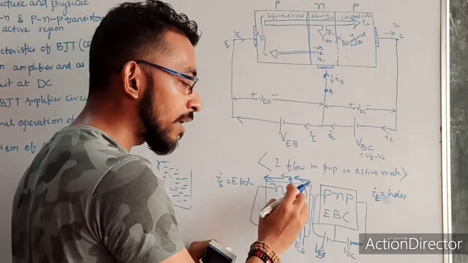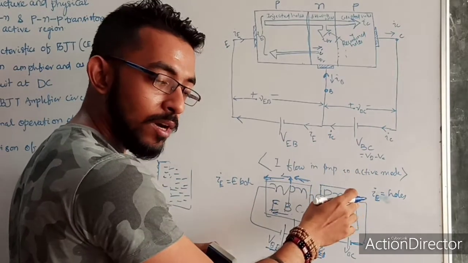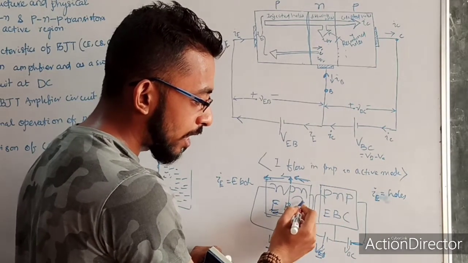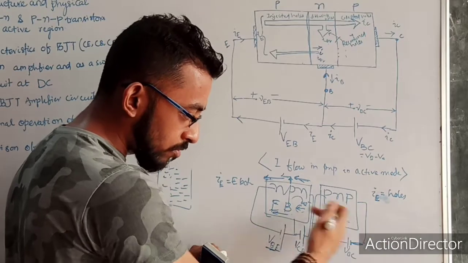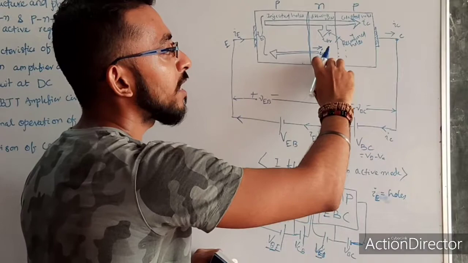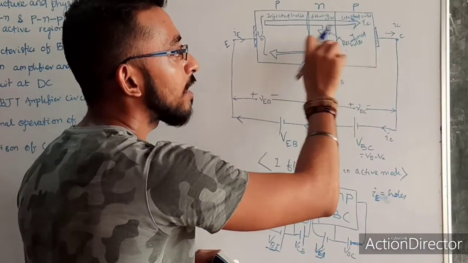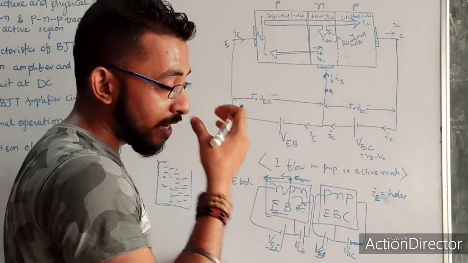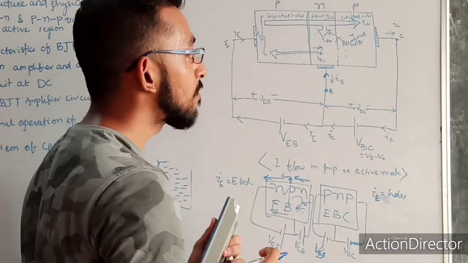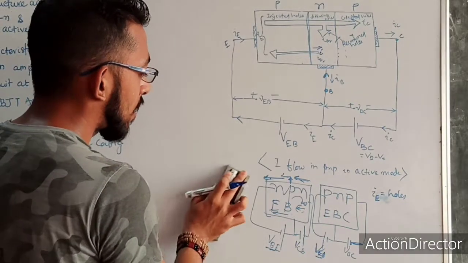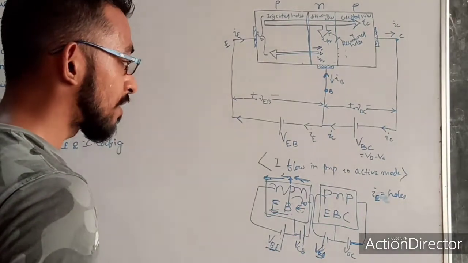Similar to the NPN, electrons are attracted to the collector side, and because of that electron flow from base to collector, my collector current was produced in this way. So here in PNP, the holes are attracted to the collector side and the current will be in the same direction, because the current direction and hole direction are both the same. So these are the three currents that are produced in our PNP transistor.